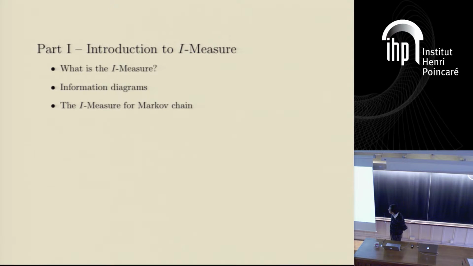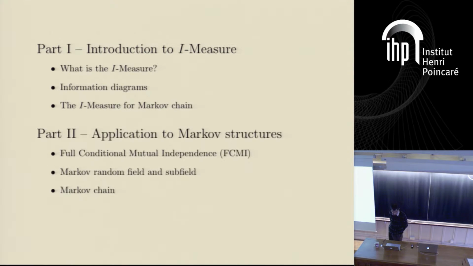So there are two parts in my tutorial. The first one is an introduction to the I-measure, which is a set-theoretic interpretation of Shannon's information measures, and I'm going to show you the theory behind it and how we can use it to study different things, especially Markov structures. And then the second part consists of a discussion on something called full conditional mutual independence, which is a very special kind of Markov structure.